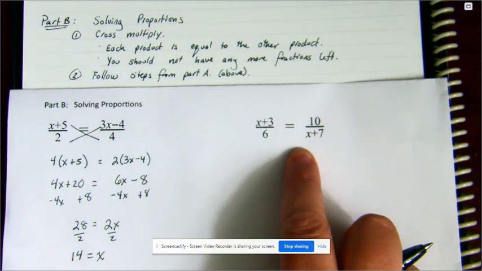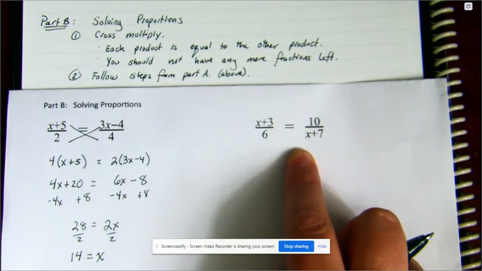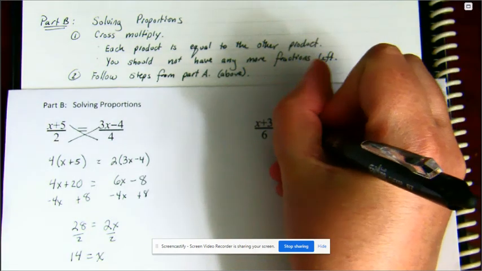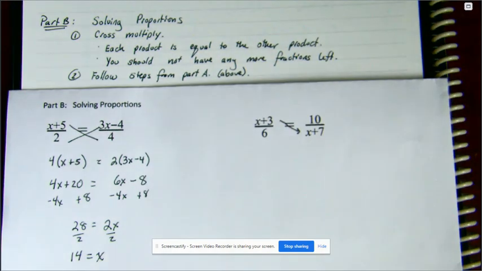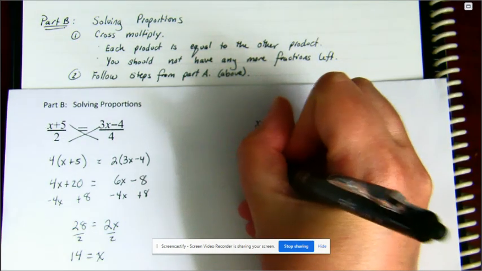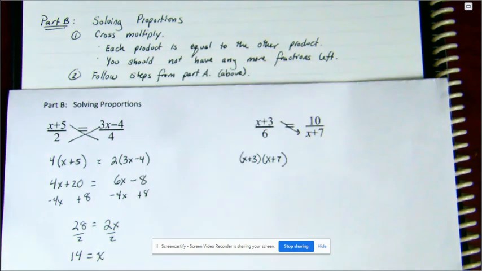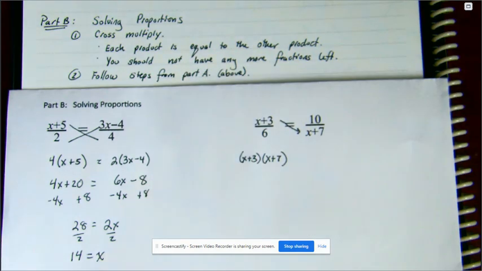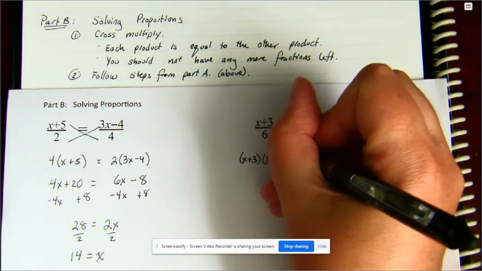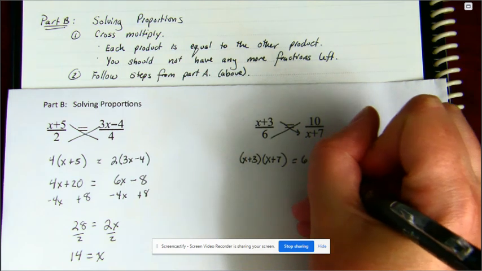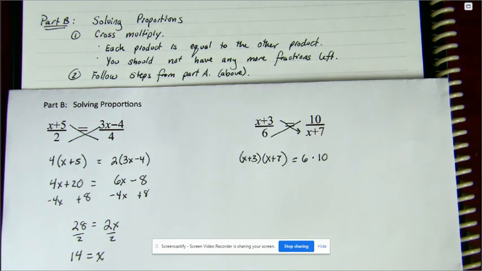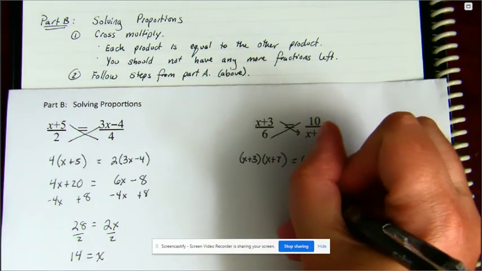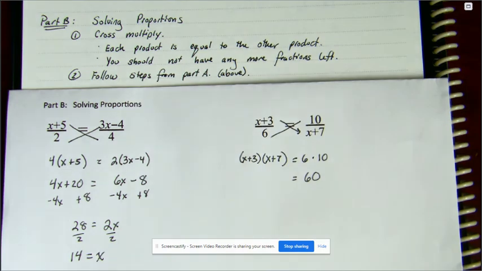Now in this other example, we're going to do the exact same thing. We're going to cross multiply. So that means I'm going to do x plus 3 times x plus 7. This is what it looks like when you write out that multiplication. And it's going to be equal to what we get from the other cross multiplication, 6 times 10. So over here on the right-hand side, we get a total of 60.